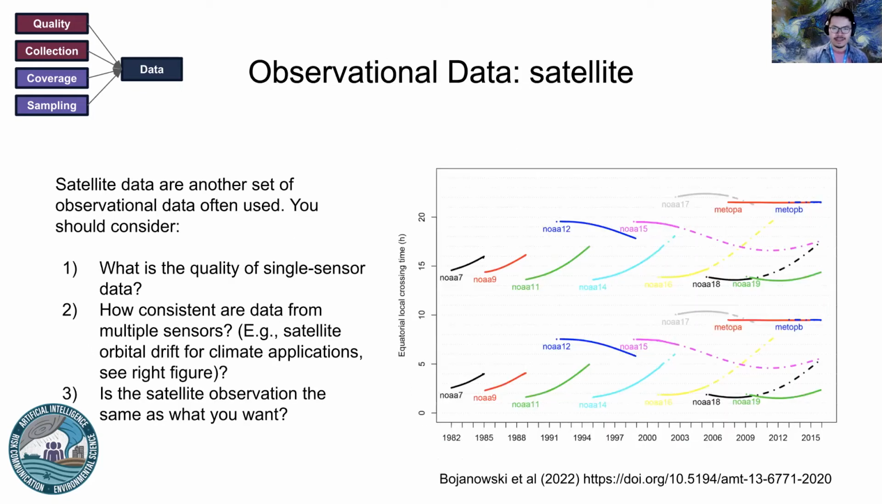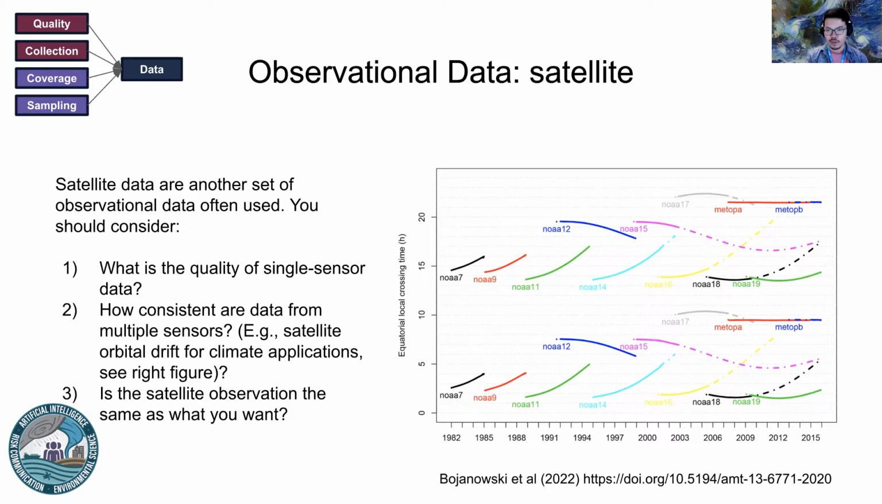The other major category of the observational data is satellite-based measurements or observations. Because we have a really wide range of satellite missions flying in the sky, both polar orbiting and geostationary, satellite data has been really important in driving a lot of the AI machine learning applications in environmental sciences. However, there are several things you need to consider when you are using satellite data. If you're using data from only a single sensor on the satellite missions, you want to make sure that you understand the quality of that single sensor data.